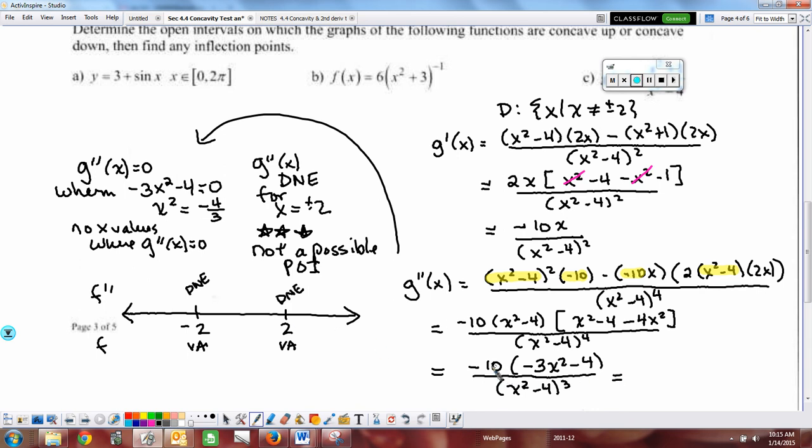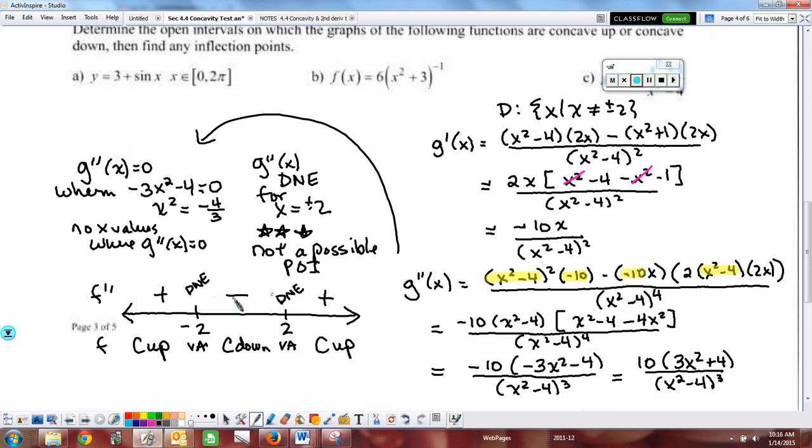If you recognize that this negative, and if I were to factor a negative out here, it would really be 10 and 3x squared plus 4 over x squared minus 4 cubed, that this is always positive on the top. So I'm really only looking at the bottom. And so if I pick a number like negative 10, that's going to end up being positive for the second derivative. If I pick 10, that's also going to be positive, and in between, it's going to be negative. So that tells me that f is concave up, concave down, and concave up.